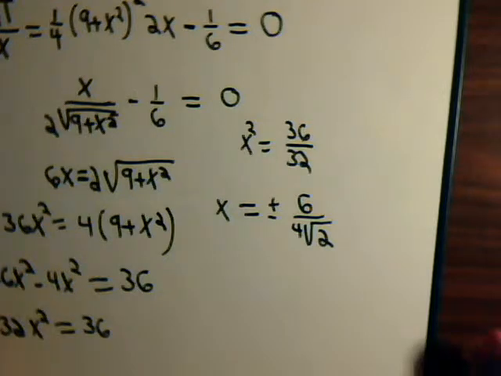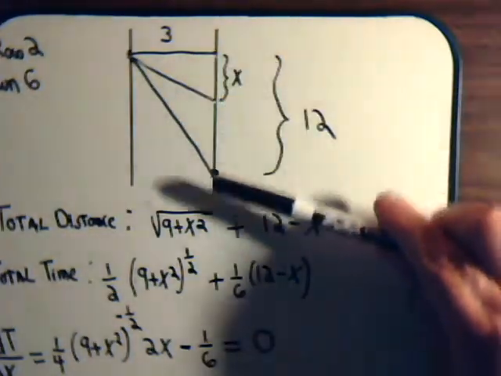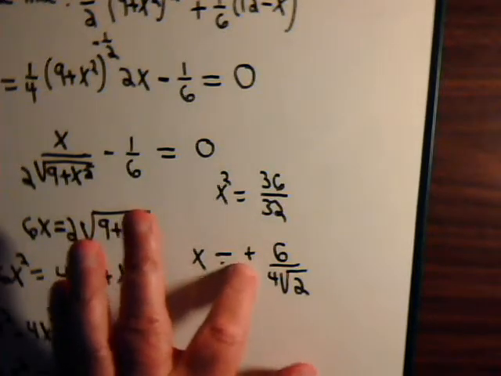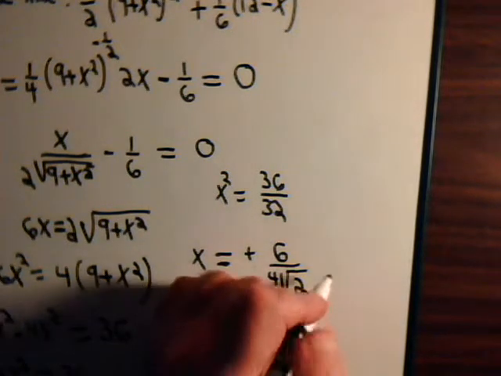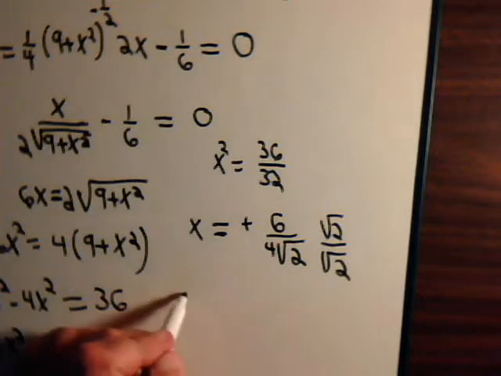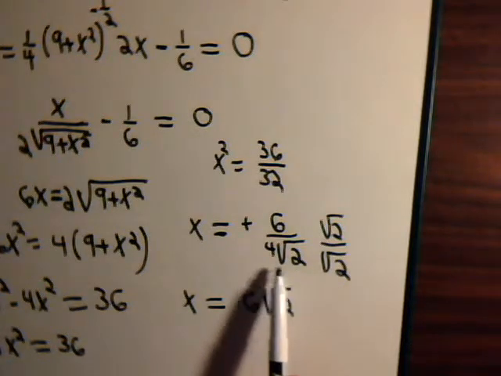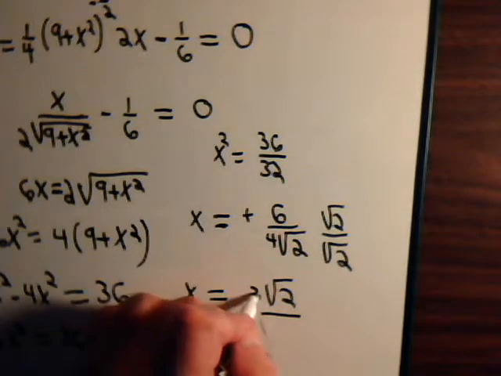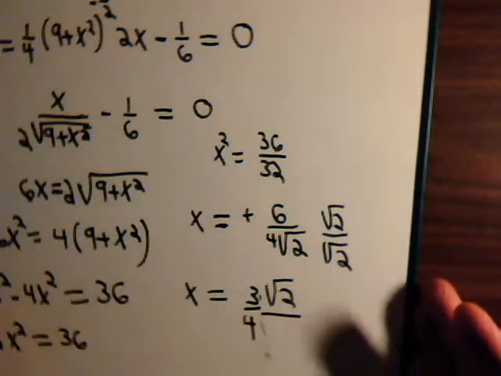Now, let's go back to how we set our problem up. x can be 0 or x can be 12. There is no negative value for x, so we'll discard this. So x equals 6 over 4 times the square root of 2, or we can rationalize this if we want to. Then x equals 6 times the square root of 2 over 8, or that would be 3/4 times the square root of 2. So the critical value for x is 3/4 times the square root of 2.